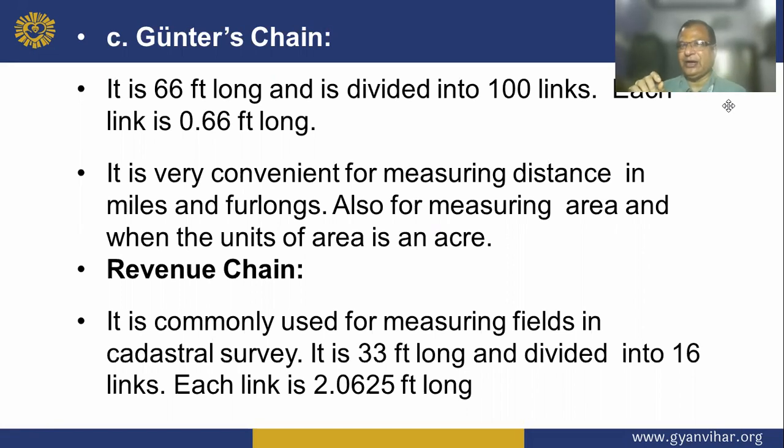So in past times, measurement was in feet, furlongs, vissa and others. Lastly, this is the revenue chain. It is commonly used for measuring fields in the cadastral survey. It is 33 feet long and divided into 16 links, and each link is 2.0625 feet long. Nowadays, it is also used in the measurement of farmers' agricultural fields.